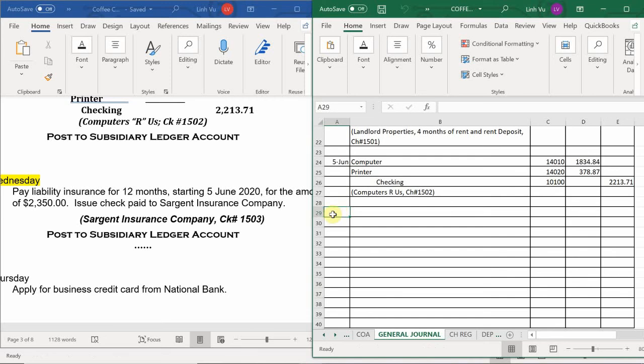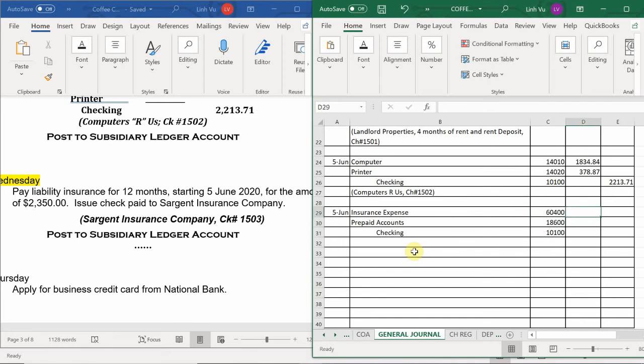I just bought insurance, so it is insurance expense, and then we have the prepaid account, prepaid accounts, and the checking account. Again, these accounts are 6,400, 18,600, and 10,100. What's the amount for?